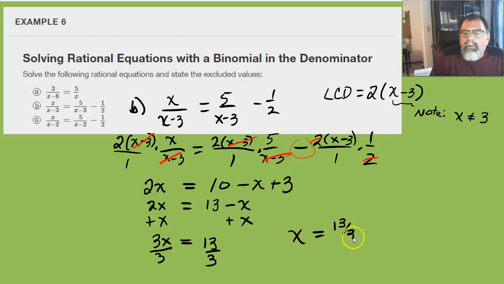Verify that you're allowed to use the answer. Right? We can't use 3, this is 13/3, which is fine. If you want to check it, you can plug it in and see that it works. And I'll leave that for you to do. So typically I always check, but I'm not going to right now.